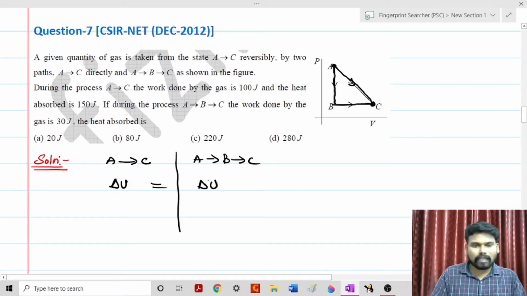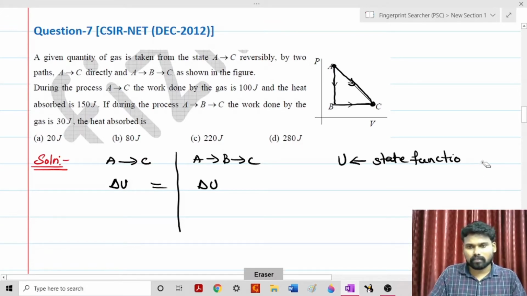The internal energy is a state function. It is not a path function. It depends on the initial and final states only, not on the path. But heat and work are path functions, while internal energy is a state function.